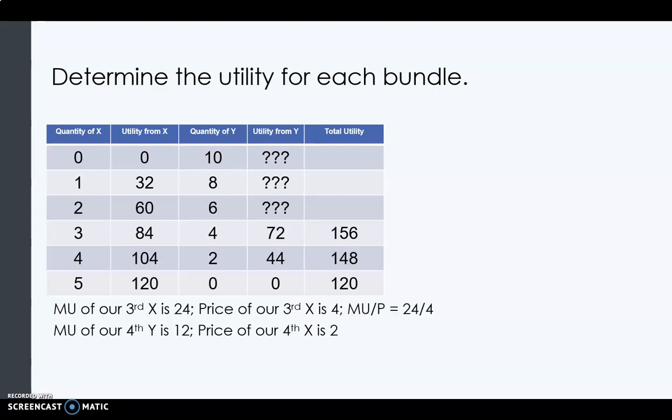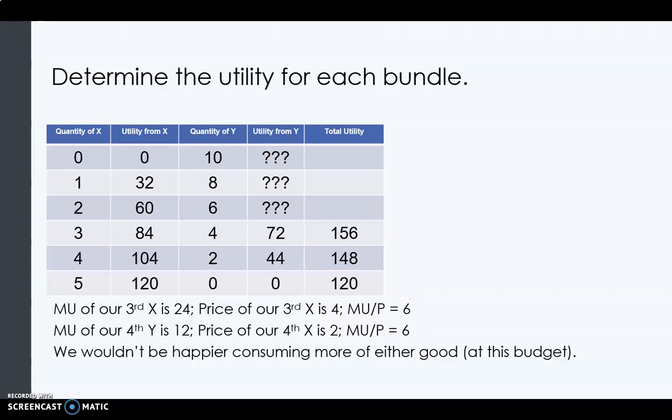Marginal utility per dollar spent for our third x is 24 over 4, or 6. Marginal utility for our fourth y is 12 over 2. Oh, hey, that's also 6. So we wouldn't be happier consuming more of either good. We're in equilibrium here because a 6 is the same as a 6. There's no good that we would prefer to consume more of, and no good that we could trade off to be happier.